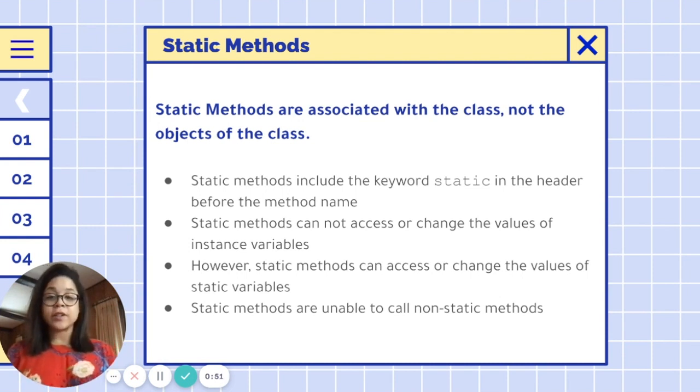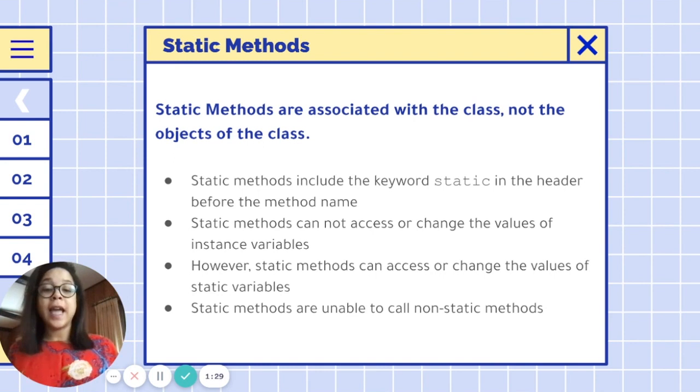Static methods are associated with the class, not the objects of a class. Static methods include the keyword static in the header before the method name. So the word static comes before the method name. Static methods cannot access or change the values of instance variables. So remember, when we have accessors and mutators, those can change the values or access the values of instance variables, but static methods can't.